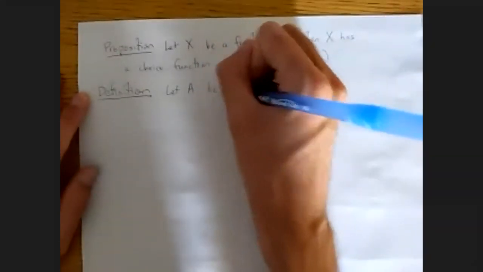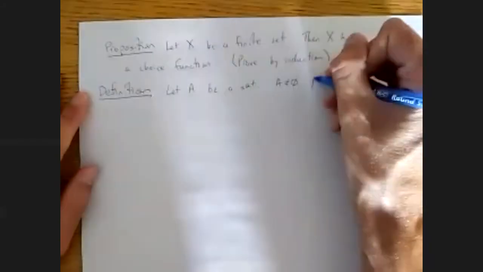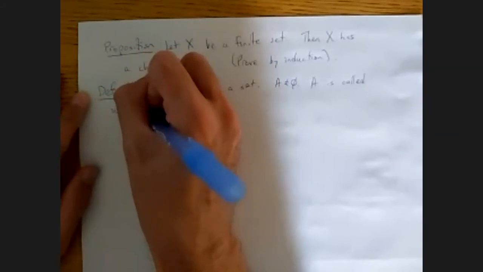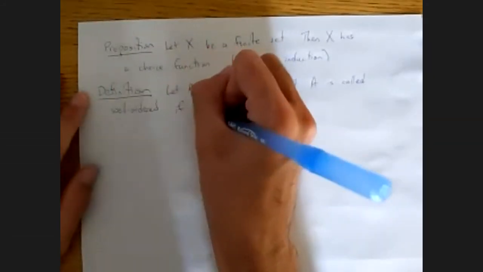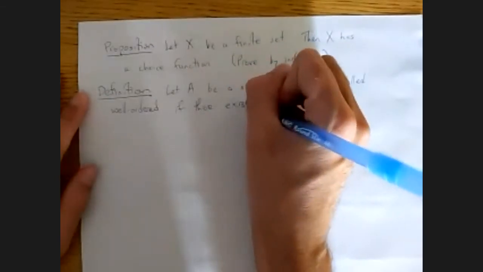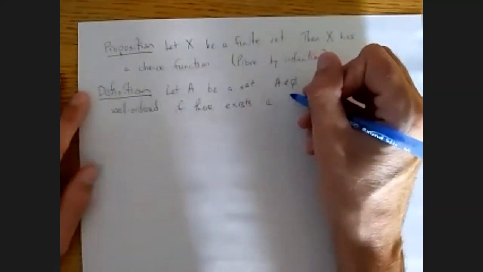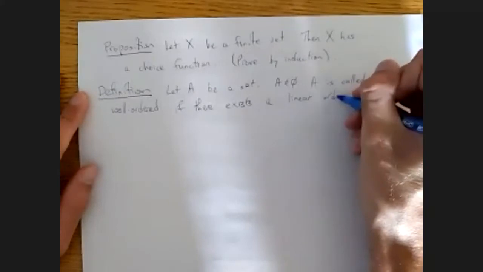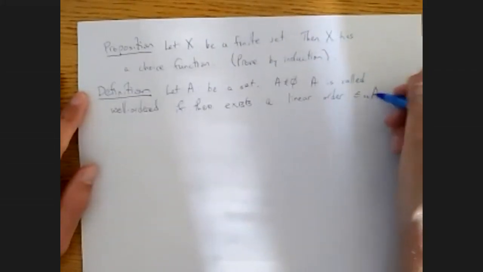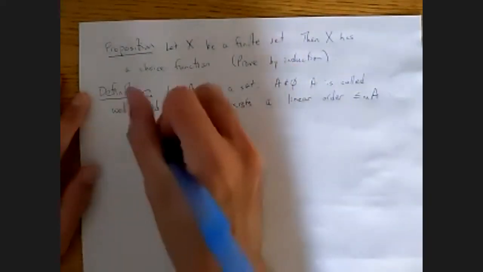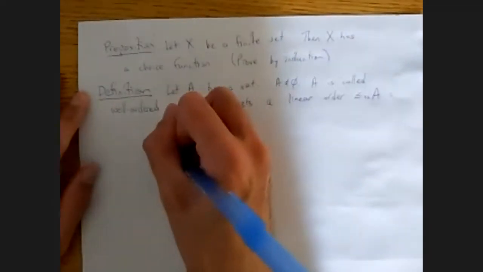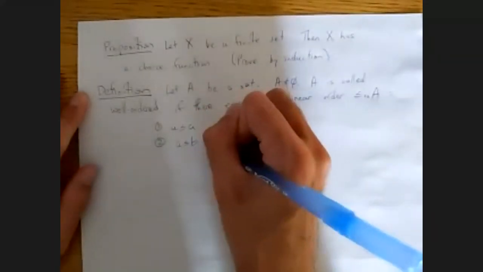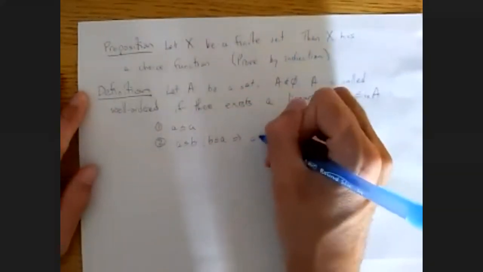Let A be a set. A is non-empty. A is called well-ordered if there exists a linear order less than or equal to on A. Let me remind you what that means. That means A is less than or equal to A. If A is less than or equal to B and B is less than or equal to A, then A equals B.